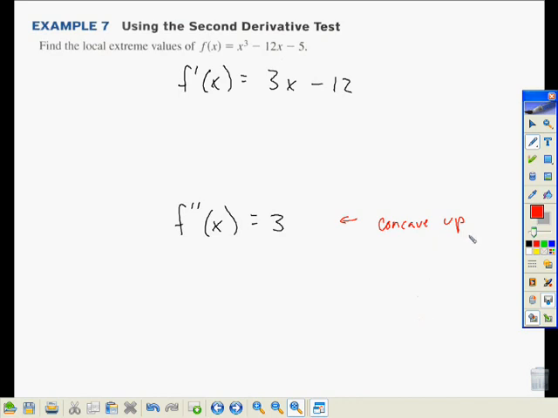And so if I look back at the first part, I want to set this equal to 0 to find my critical points. 3x equals 12, x equals 4. So this is my only possible critical point. Now with the second derivative check, I'm just going to check the concavity. f double prime of 4 is 3. So if this is concave up, and I'm getting a 0 at 4, this has to be a minimum value.